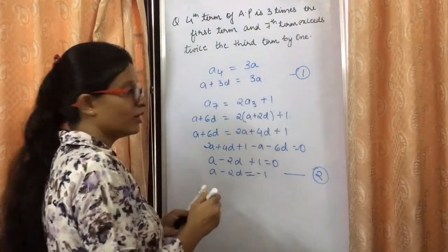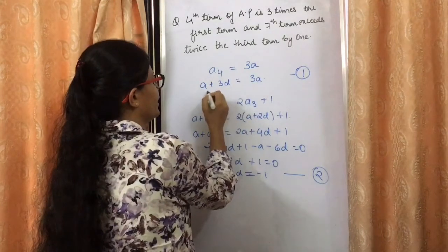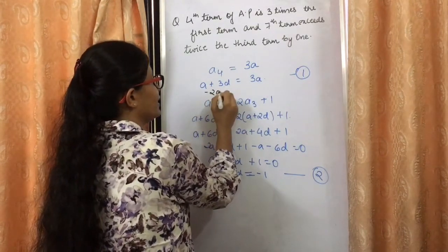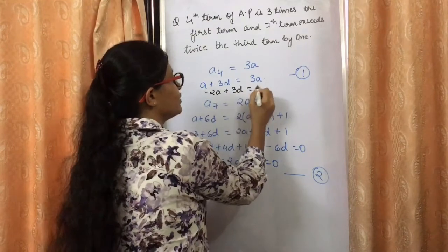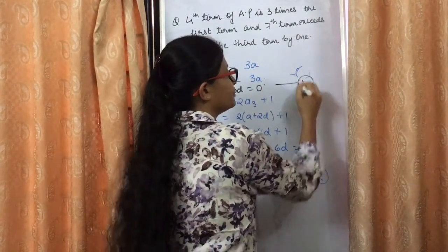Similarly, framing this equation, you take this 3A over here and you will get minus 3A, and it will give you minus 2A plus 3D is equals to 0. This is your equation number 1.